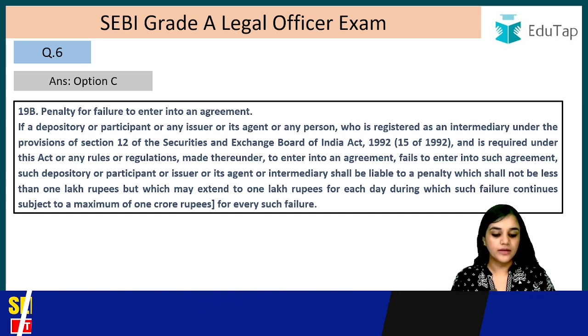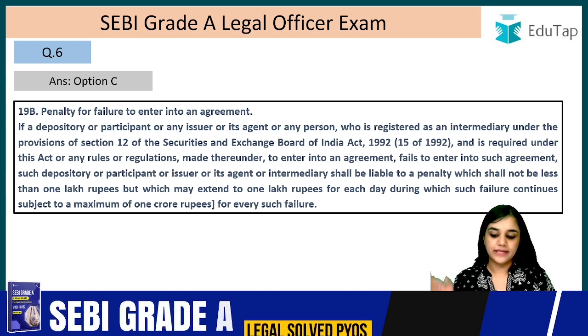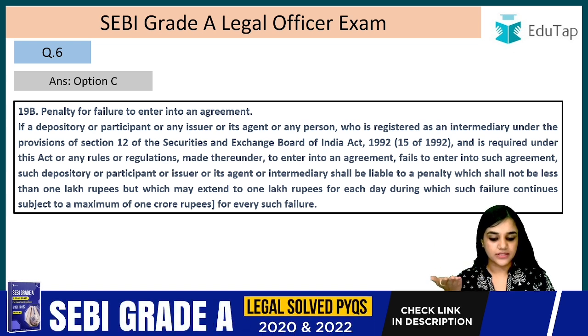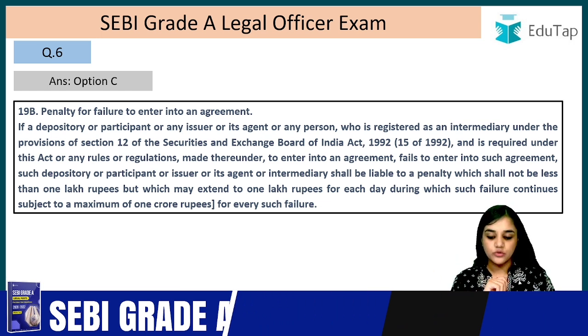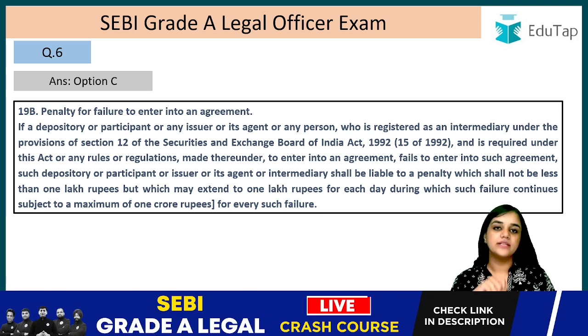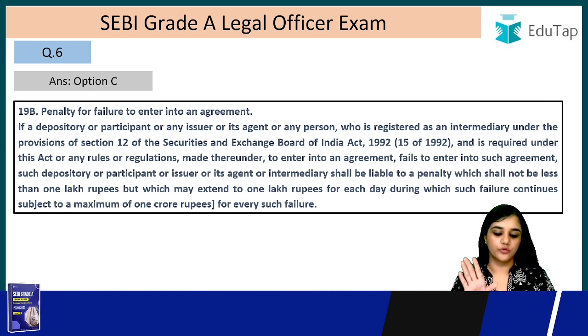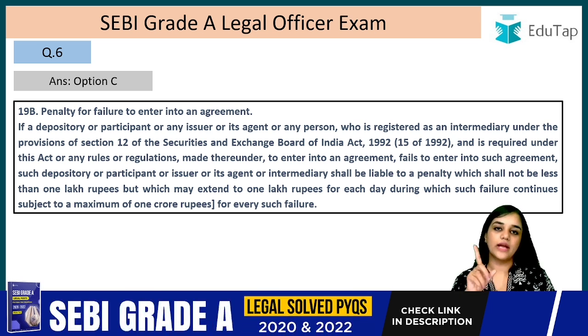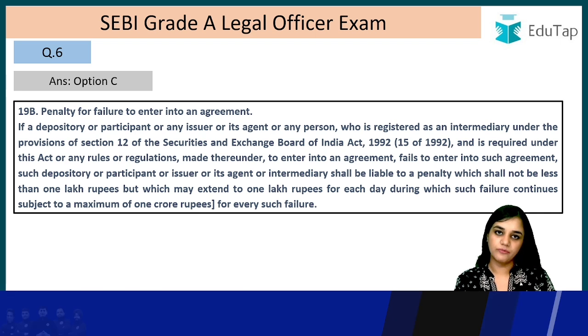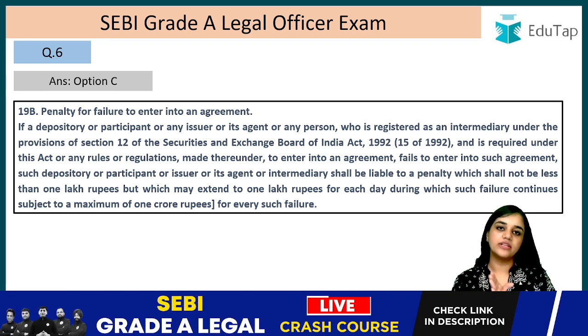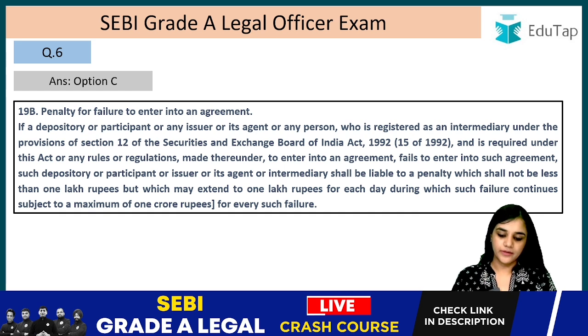Such person, whoever it may be, shall be liable to a penalty which shall not be less than 1 lakh rupees but which may extend to 1 lakh rupees for each day during which such failure continues, subject to a maximum of 1 crore rupees for every such failure. It will be minimum 1 lakh, then 1 lakh for each day till that failure continues, and the maximum will be 1 crore rupees for every such failure. So every such failure will have a different penalty. For every such failure is important here, right? So minimum 1 lakh, maximum 1 crore, 1 lakh per day for every such day that failure continues, right?